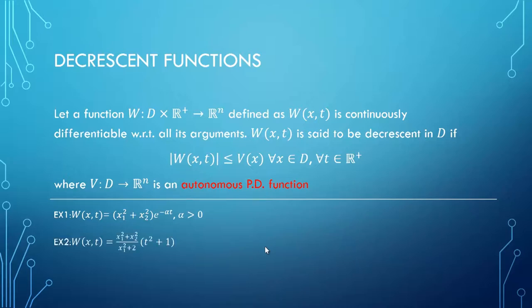So second example, can you find the V to show W is a decreasing function? 可以吗？没办法。Okay, because it's t squared, you cannot find the upper bound of this that doesn't depend on time. Okay? Come on.